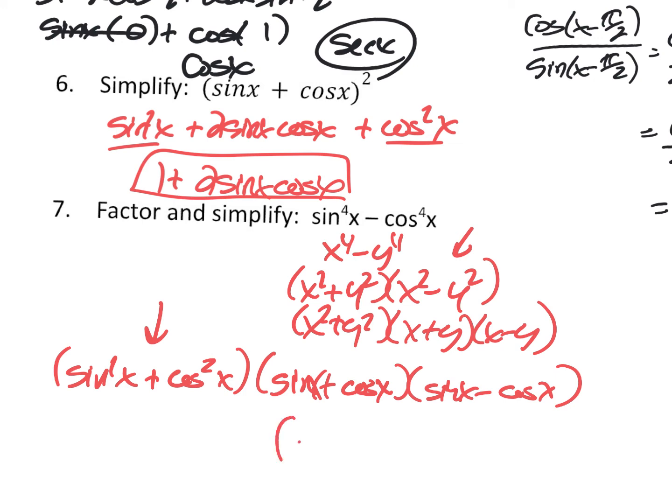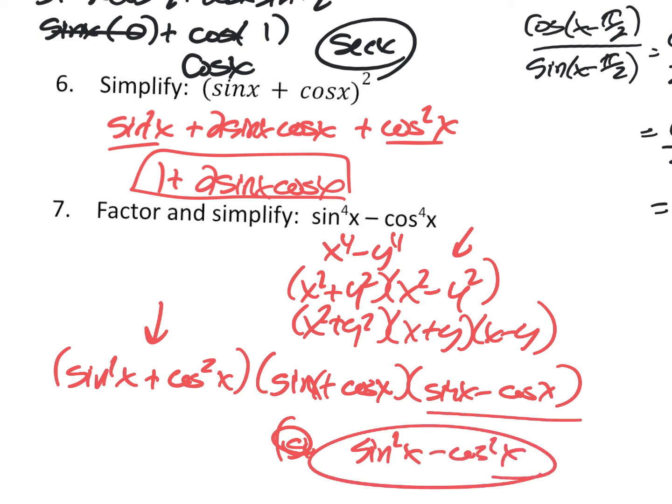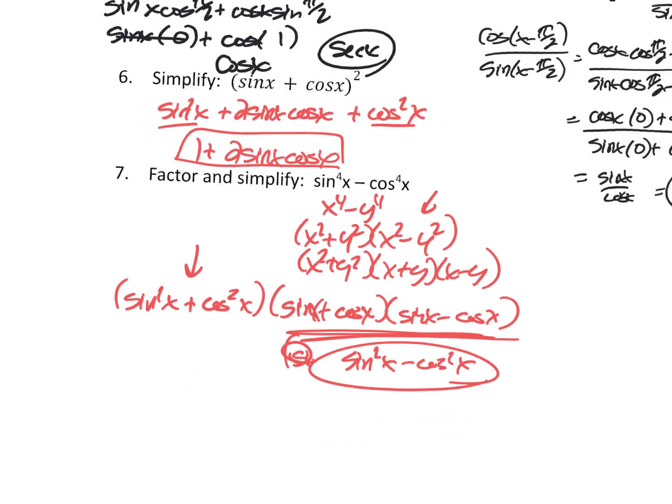So what that leaves me with, I'm just going to go ahead and multiply these. It leaves me with sine squared minus cosine squared. Or you could also leave it like that right there, and that's fine too.